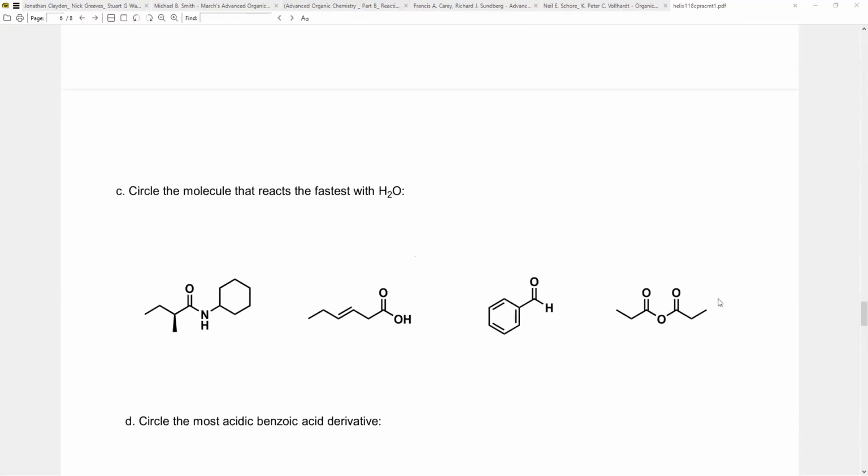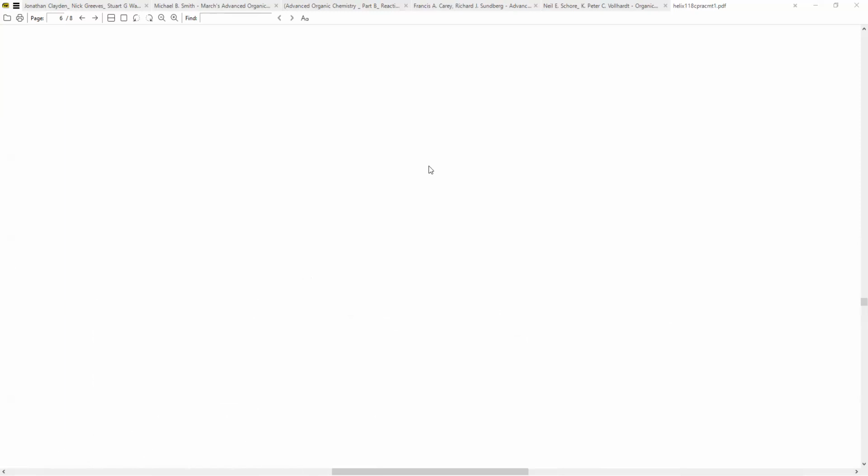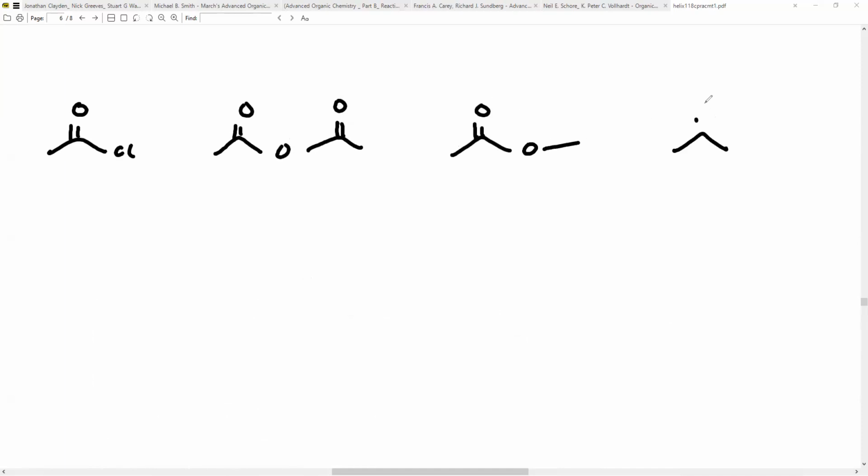Okay, so derivative trends. Circle the molecule that reacts the fastest with water. If you know one of them, you know all of them. So I'll go ahead and draw out the derivatives here. All right. So I have the derivatives here. And like I said, if you know one of them, you know all of them. And that one is the resonance trend.